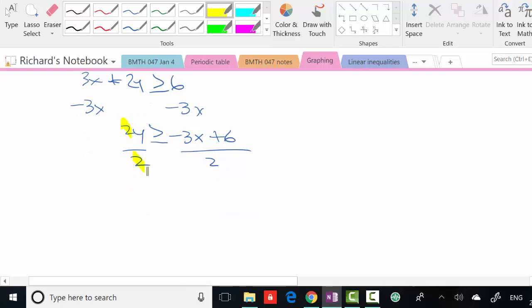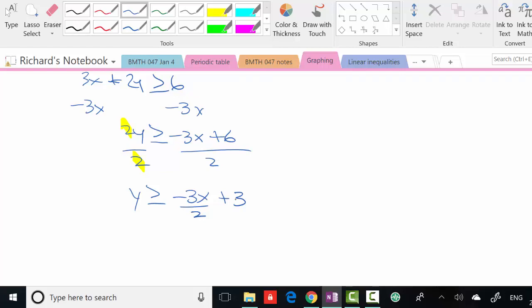Anything divided by itself is 1. I'm not dividing by a negative number, so I do not reverse the direction of the inequality sign. I can divide 6 by 2 to give me 3, so I'm going to reduce that fraction, 6 halves, to 3. So there is my inequality.